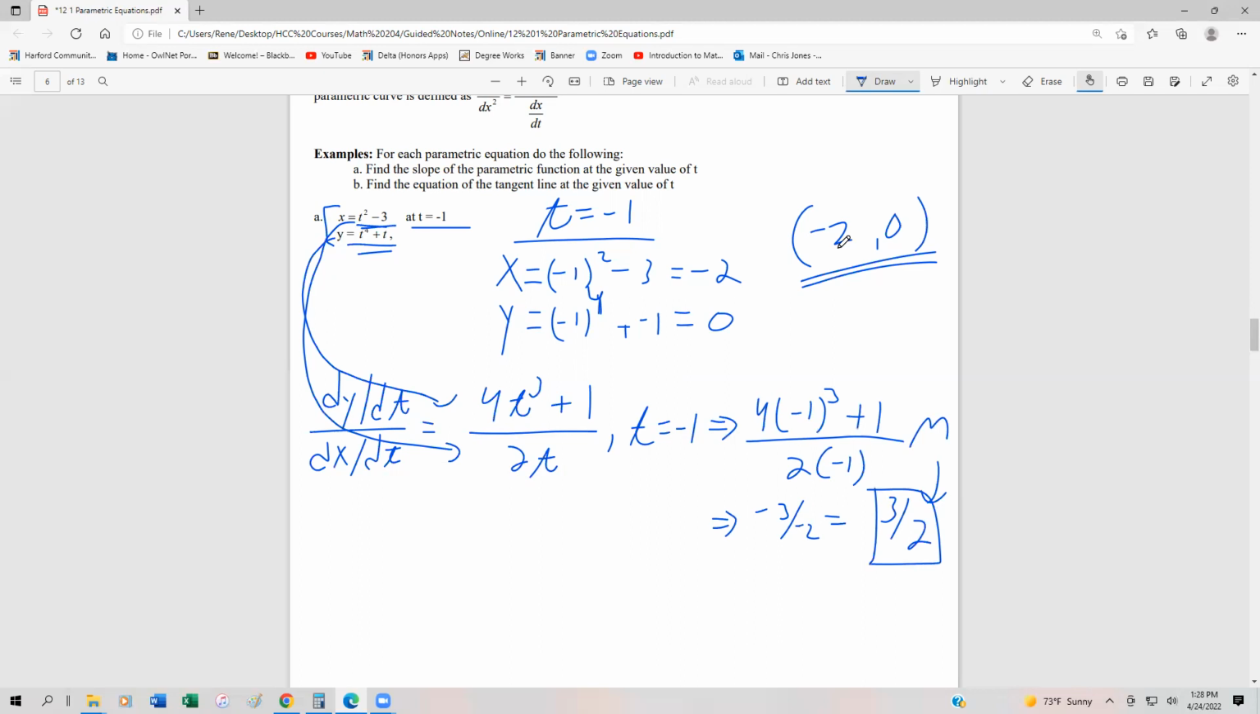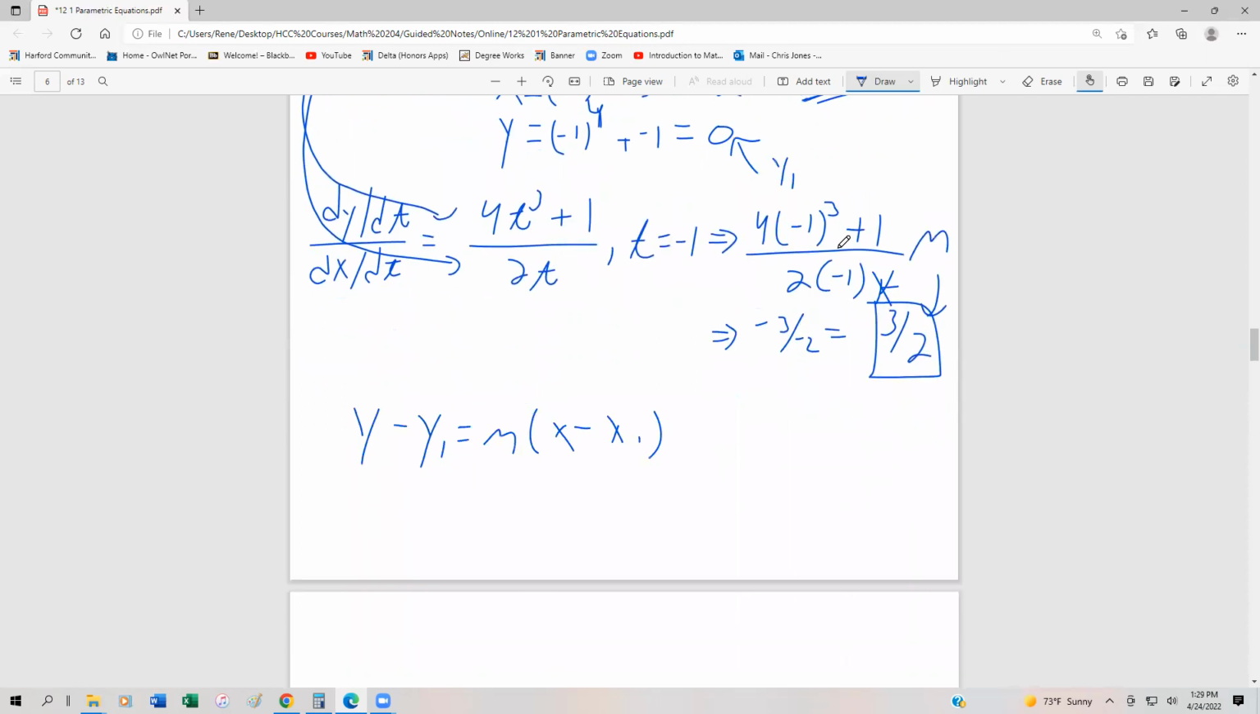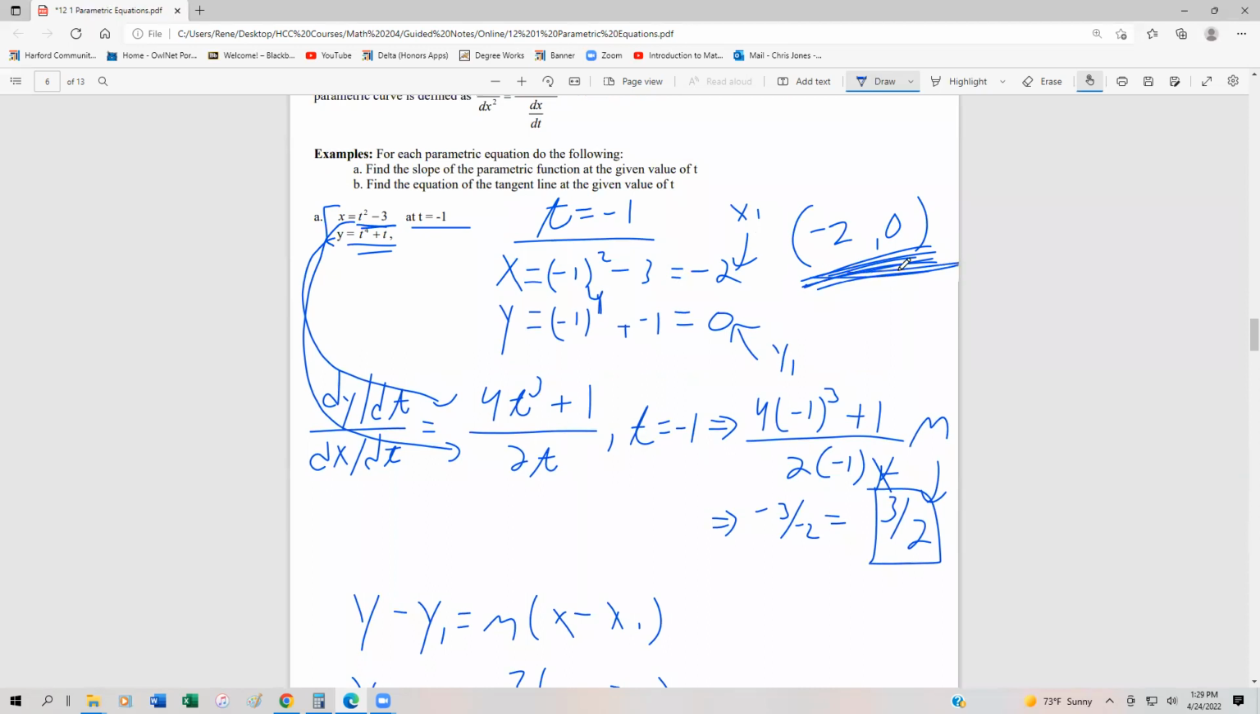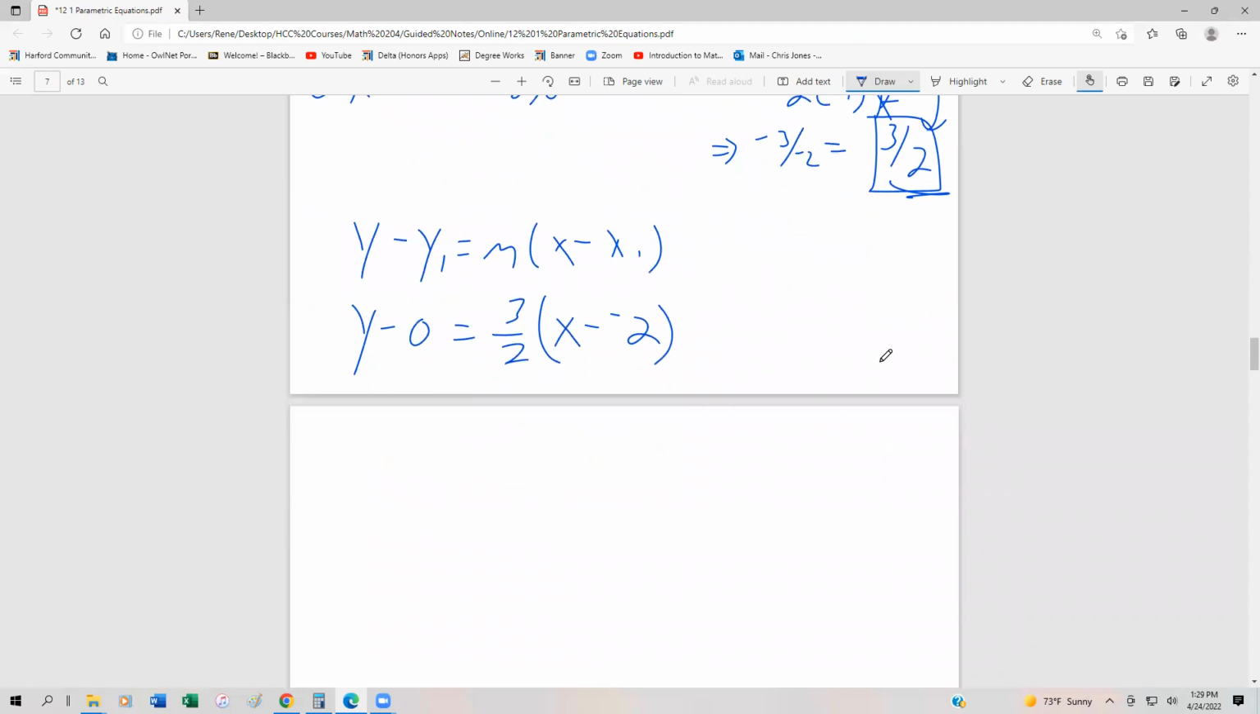All right. Now, at this point, we could just use our good friend y minus y1 is equal to m times (x minus x1). We're going to use -2 as x1. We're going to use 0 as y1 because those are the points when we substitute t equal to -1. And then clearly we're going to use 3/2 for the slope. So now we get y minus 0 is going to be equal to 3/2 times (x minus -2), again by substituting these values back in for x1, y1, and the slope. If we clean this up, y is going to be equal to 3/2 x plus 3.